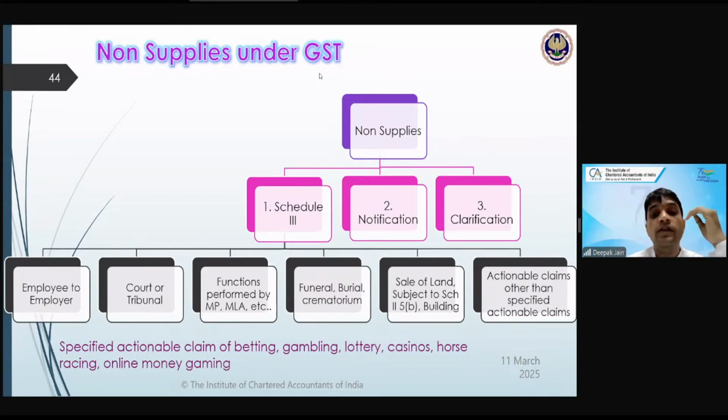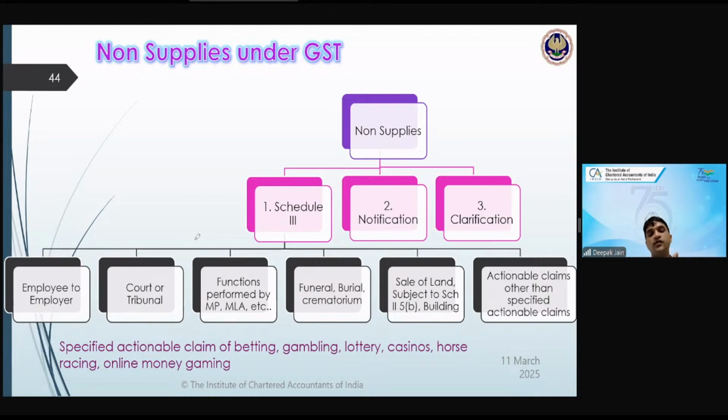Okay. So we have completed our discussion on Schedule 1 and Schedule 2. Now Schedule 3. What does Schedule 3 say? That is, what are non-supplies, which are not a supply. What is not a supply will be those things which are given in Schedule 3. Now, what does Schedule 3 say?